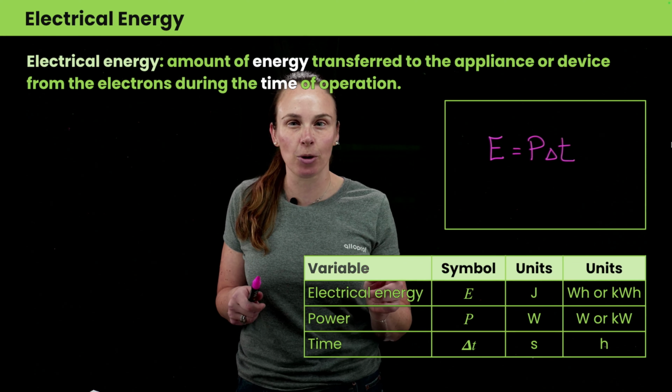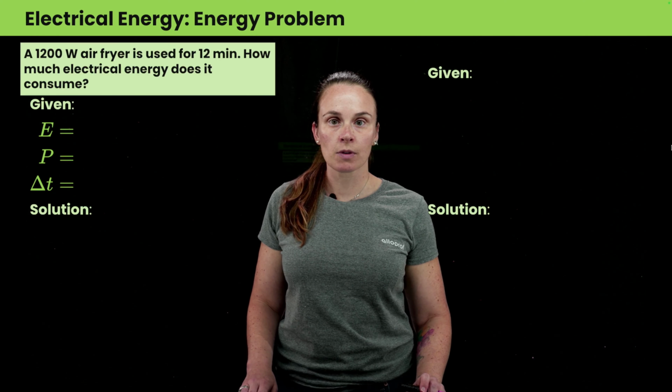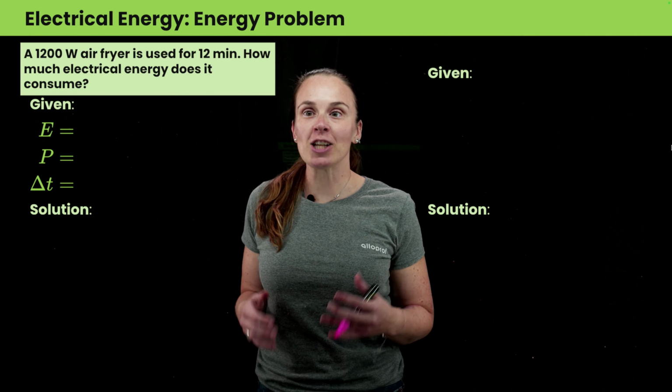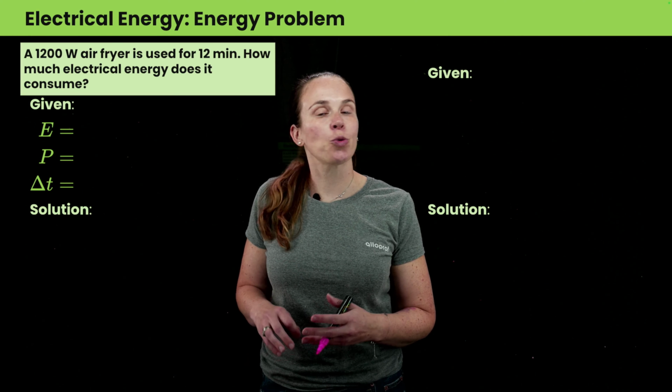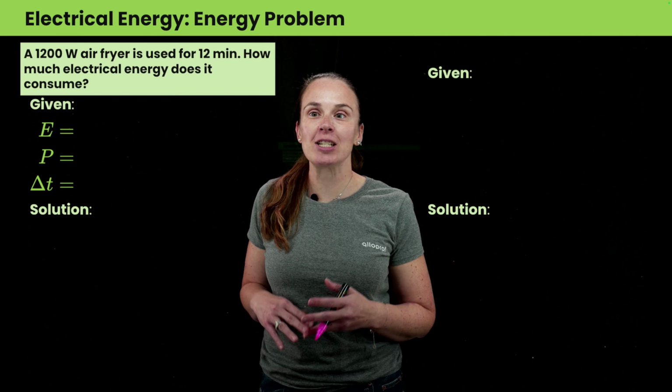So let's do an example and sort through it all. A 1200 watt air fryer is used for 12 minutes. How much electrical energy does it consume?